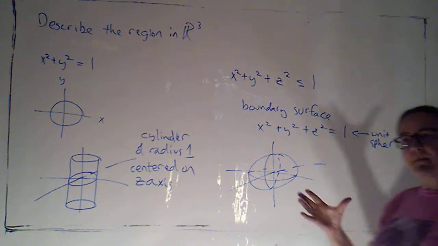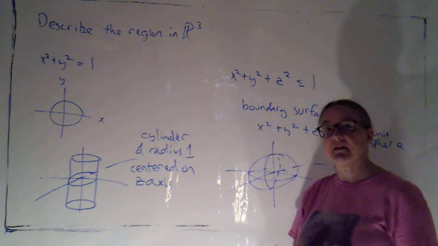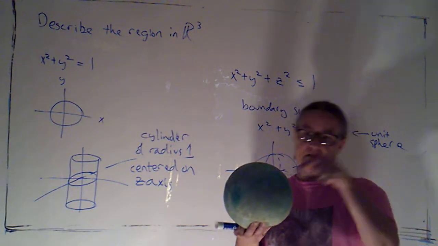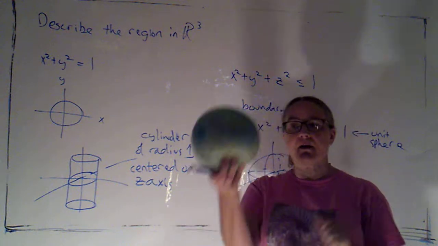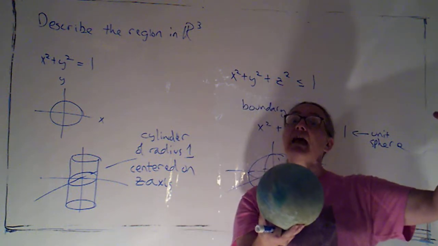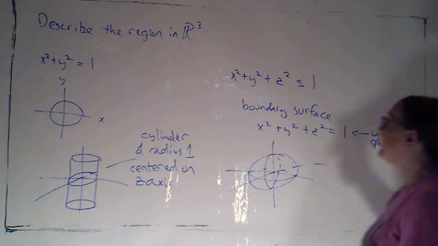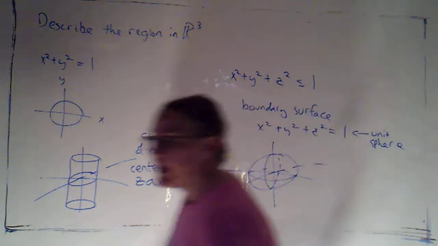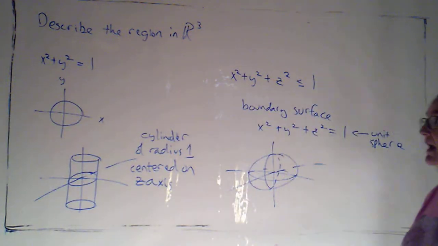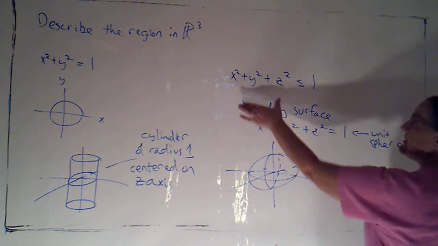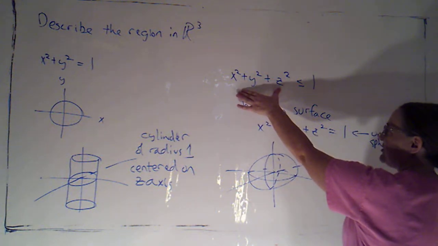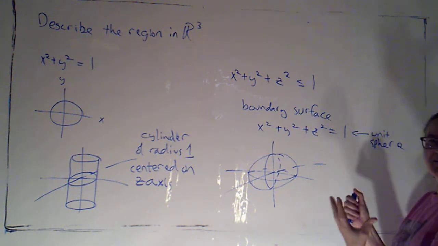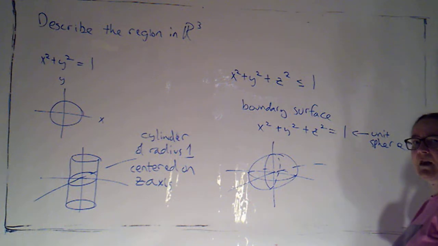Okay. But then that boundary divides 3 space into 2 parts. I've got all of the points that are inside the sphere. Now I can't touch those because I can't get through that boundary, but I've got all the points inside the sphere, and I've got all the points outside of the sphere. So when I've got an inequality, I want to shade the appropriate side of the boundary. So the question is, do I want the points inside or outside? Well, if I recognize that this is just the square of the distance to the origin, and I want it to be smaller than or equal to 1, I want the points that are closer to the origin. That's going to be the points that are on the inside.